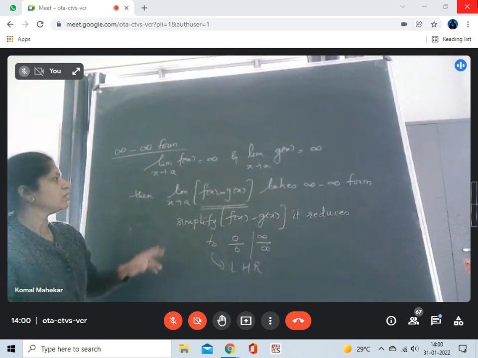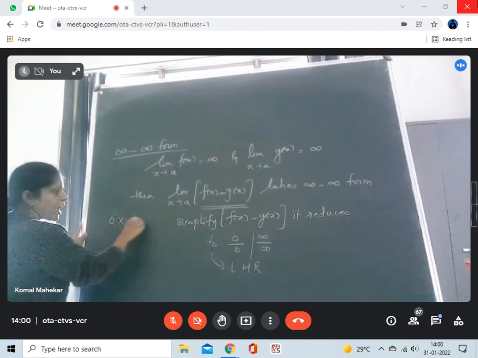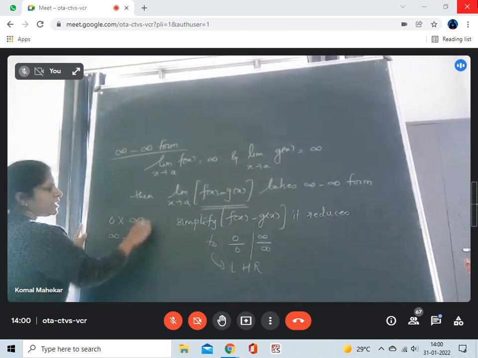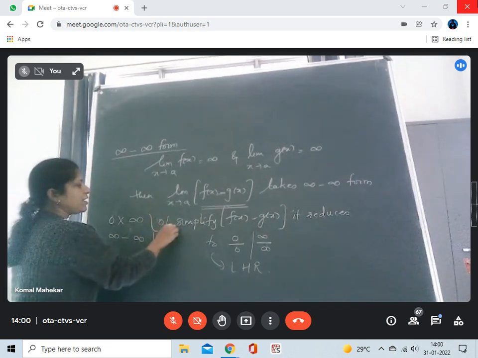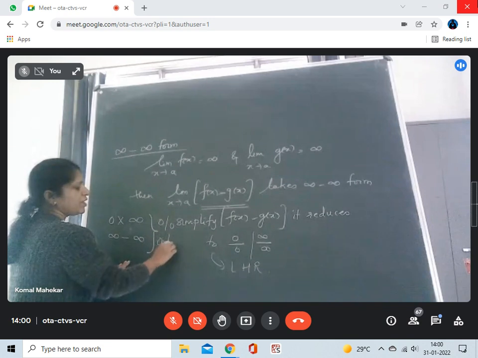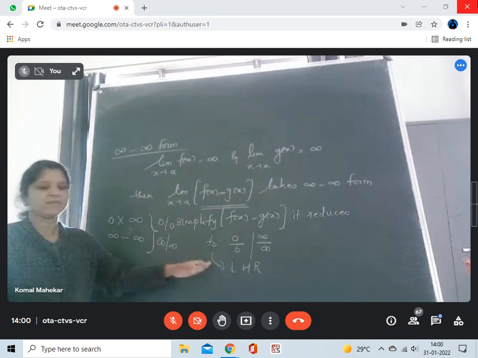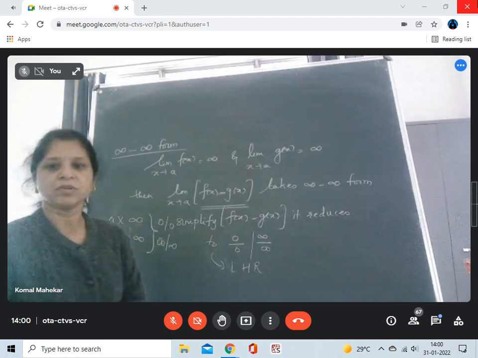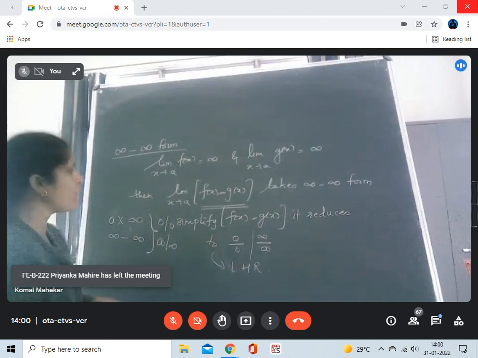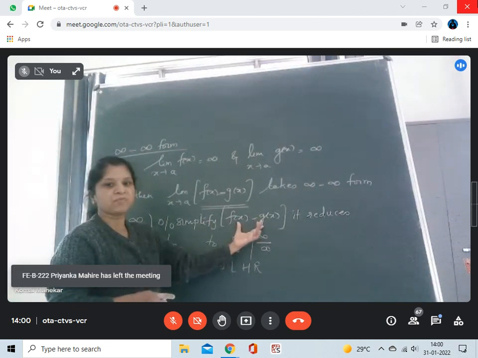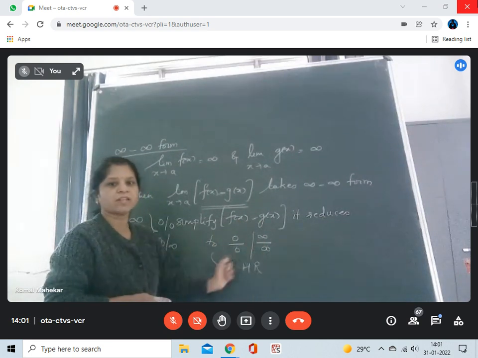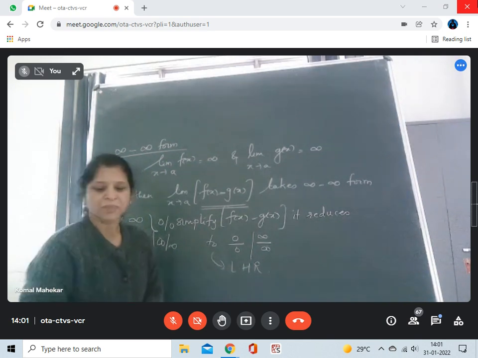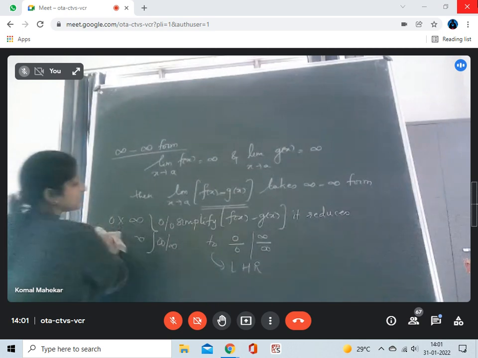Okay. So for 0 into infinity and infinity minus infinity, directly we will not apply L'Hospital rule. First we convert that into 0 by 0 or infinity by infinity form, and then we will apply the L'Hospital rule. Okay. For infinity minus infinity form, we simplify the bracket expression first, then it gets converted into either this or this form, and then after that we will apply the L'Hospital rule. Okay. So now solving example on this.